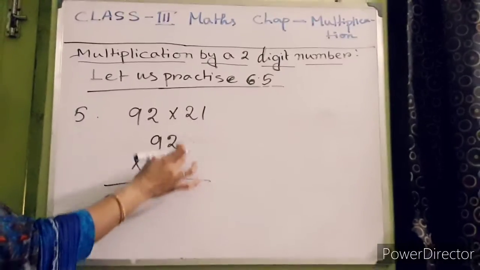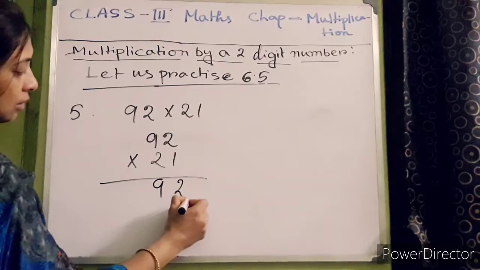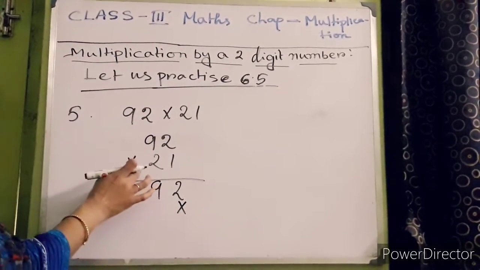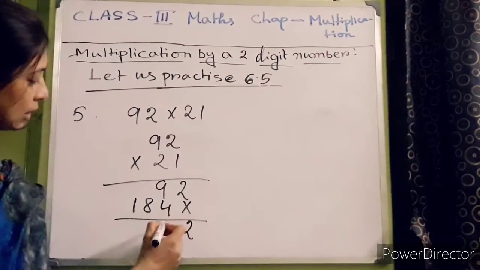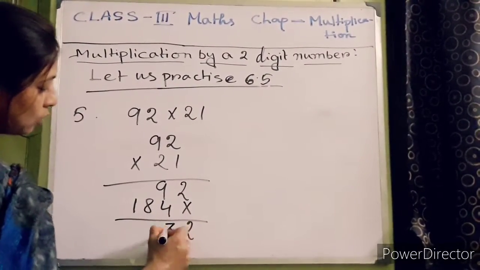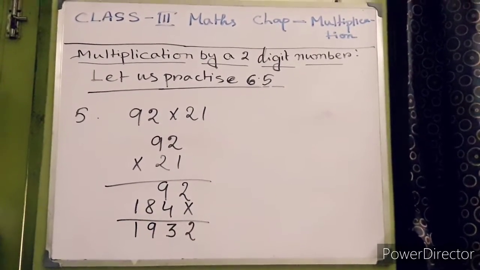First you multiply 1 with 2, after that 1 with 9. 1 into 2, 2. 1 into 9, 9. Put a cross in one place. After that you multiply 2 with 2 and 2 with 9. 2 into 2, 4. 2 into 9, 18. So you add this. 2. 9 plus 4, 13. 1 is in your hand. 8 plus 1, 9. Then 1. This one is the answer.